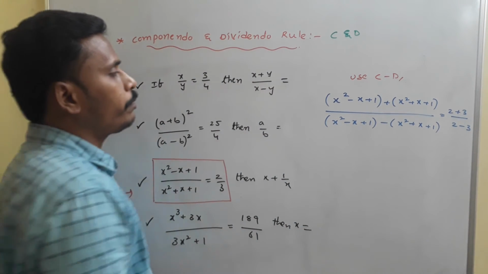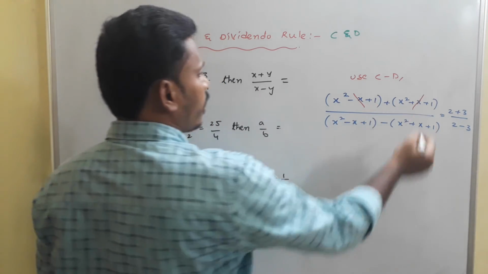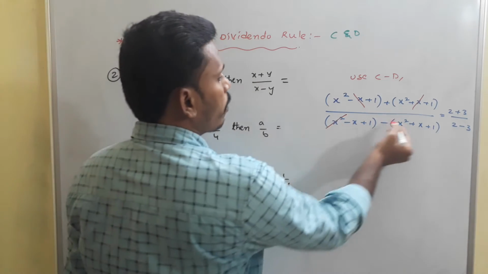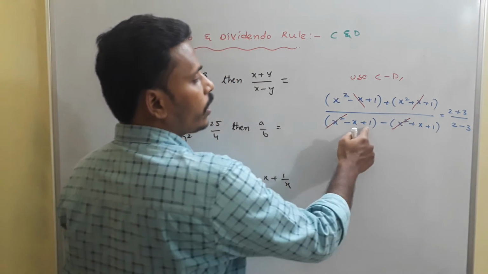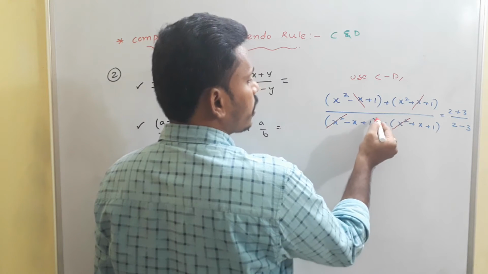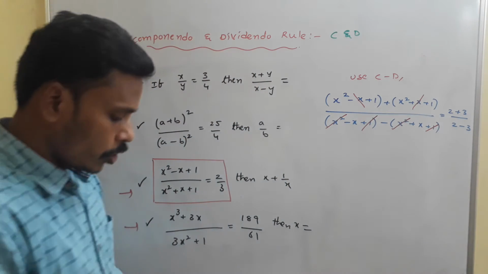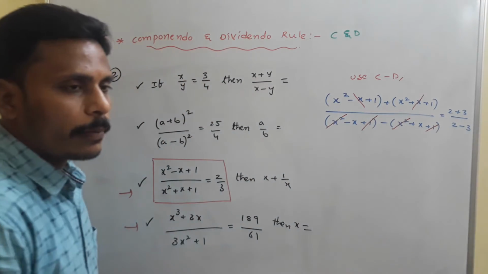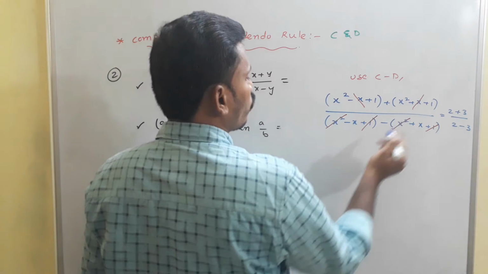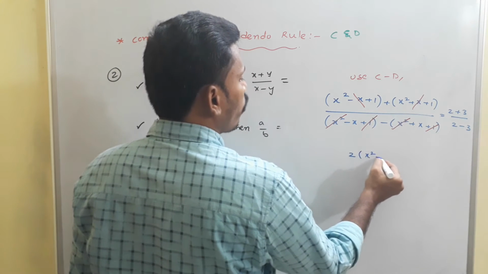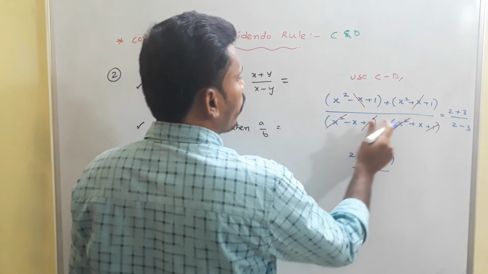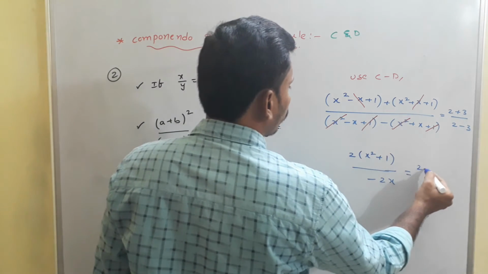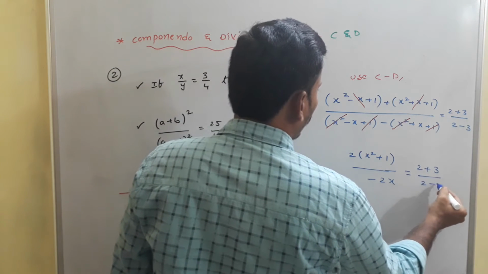See, if you try, this minus x and plus x get cancelled. As well, since we have a minus sign in the denominator, x square and minus x square get cancelled. As well, this plus 1 and this plus 1 along with this minus also get cancelled. So, when you observe, you will get x square plus x square, 2x square, and 1 plus 1 in the numerator is 2. So from the numerator we have 2 times (x square plus 1), and from the denominator it is minus x and minus x, so minus 2x, equals (2 plus 3) by (2 minus 3).